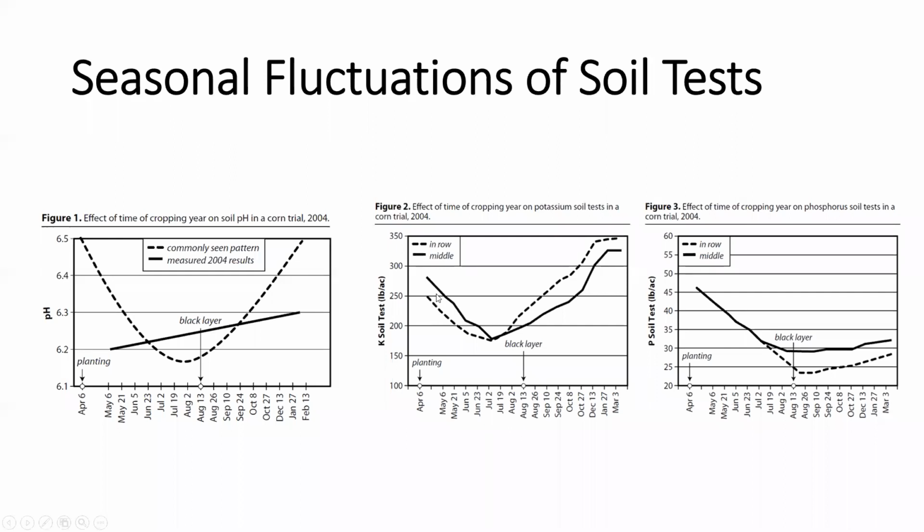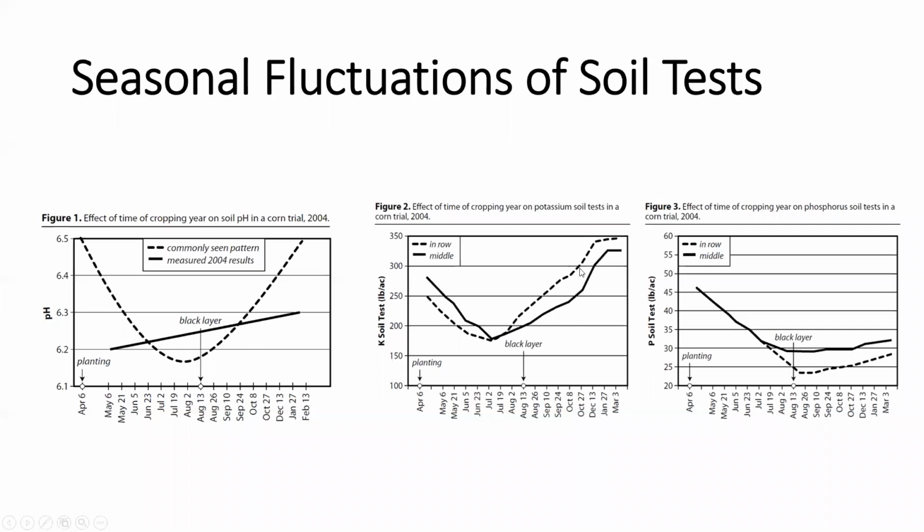Looking at potassium, starting at May, it starts to drop down. This is for in row and middle row middle. Either way, they're a little bit different, but the same trends. They drop down. This has been utilized by the crop, being still taken up. Start hitting this black layer. What's going on with the corn plant? Well, it's starting to senesce. Rain's washing the potassium out of the plant into the soil, and then we have our maximum amount right around the first of the year.